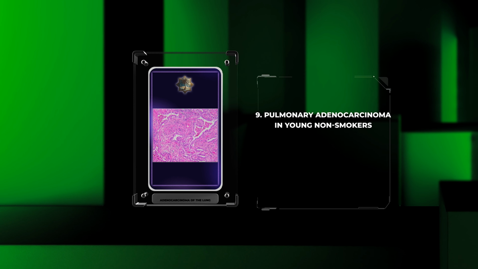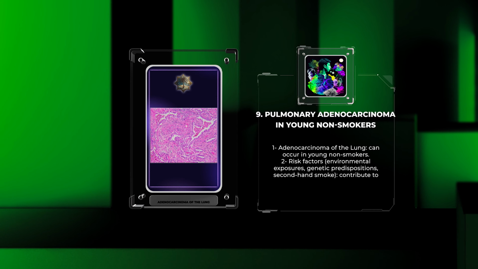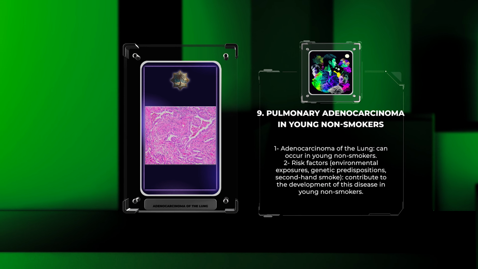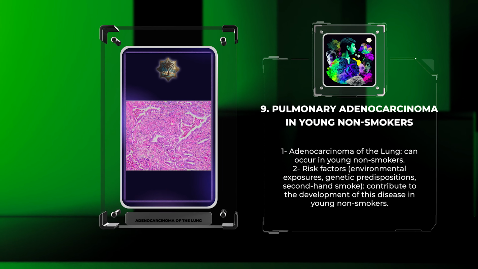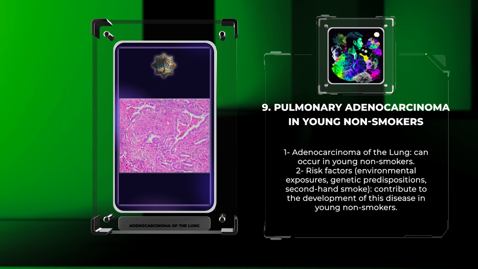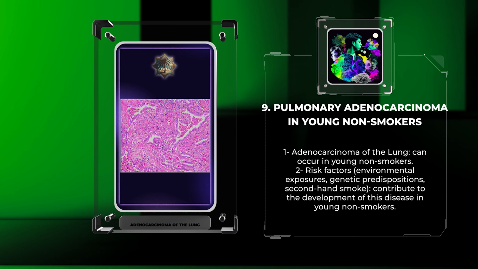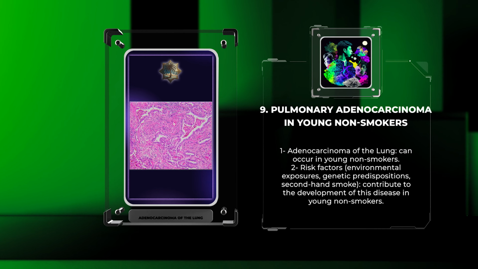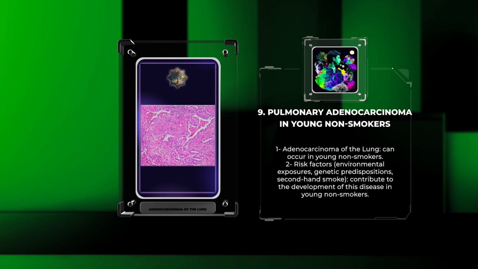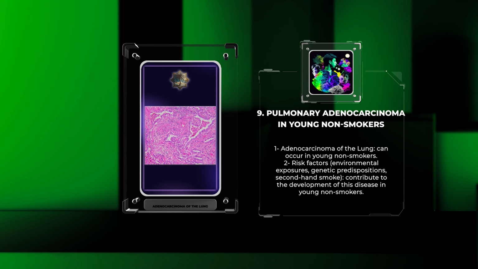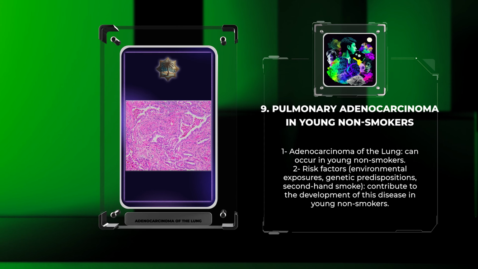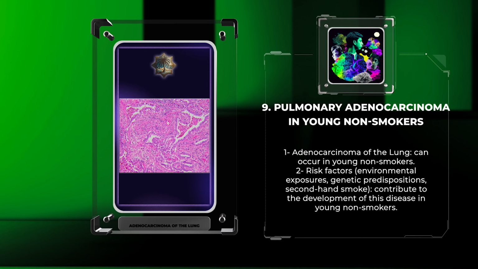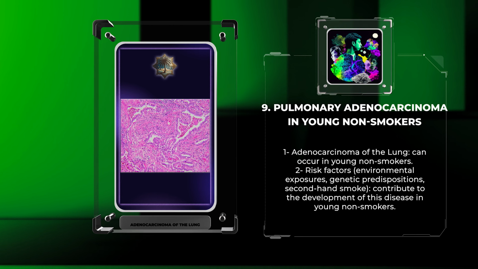Adenocarcinoma of the lung can occur in young non-smokers, presenting unique challenges in diagnosis and treatment. Several risk factors, such as environmental exposures, genetic predispositions, and second-hand smoke, contribute to the development of this disease in this specific population. Histologically, adenocarcinoma in young non-smokers may exhibit distinct features, such as a higher frequency of EGFR mutations. Recognizing these differences is crucial to provide appropriate care and improve outcomes in this subgroup of patients.